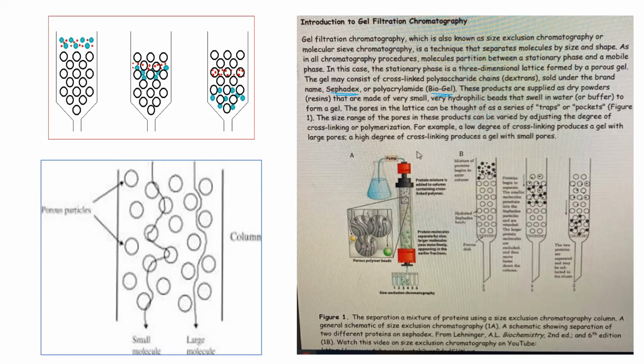The pores in the lattice can be thought of as a series of traps. So basically you are entrapping the protein molecule inside the beads. When they cross-link, they are forming that network, the mesh network inside. Basically, they are traps or pockets. The size range of the pores in these products can be varied by adjusting the degree of cross-linking or polymerization. The lower the degree of cross-linking, the larger will be the pore size. The higher the degree of cross-linking, the smaller will be the pore size. Based on that, you can then separate.